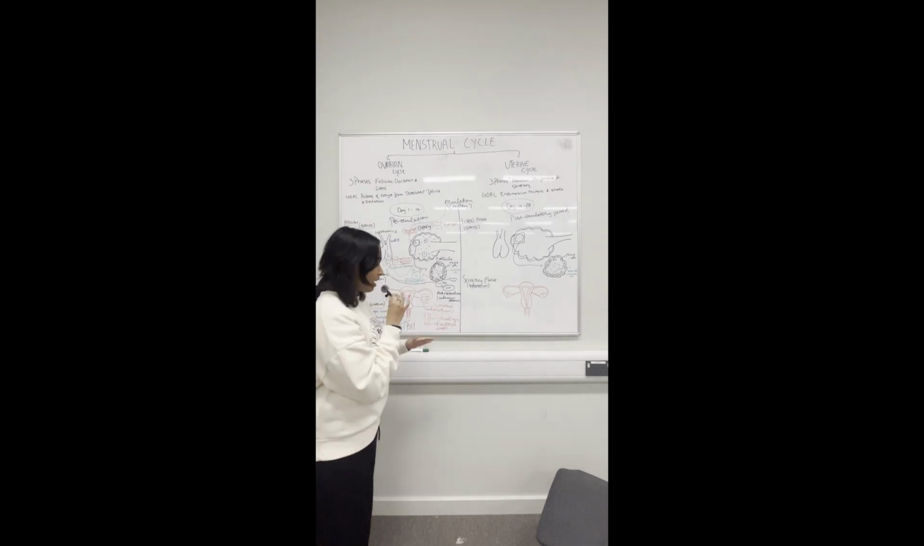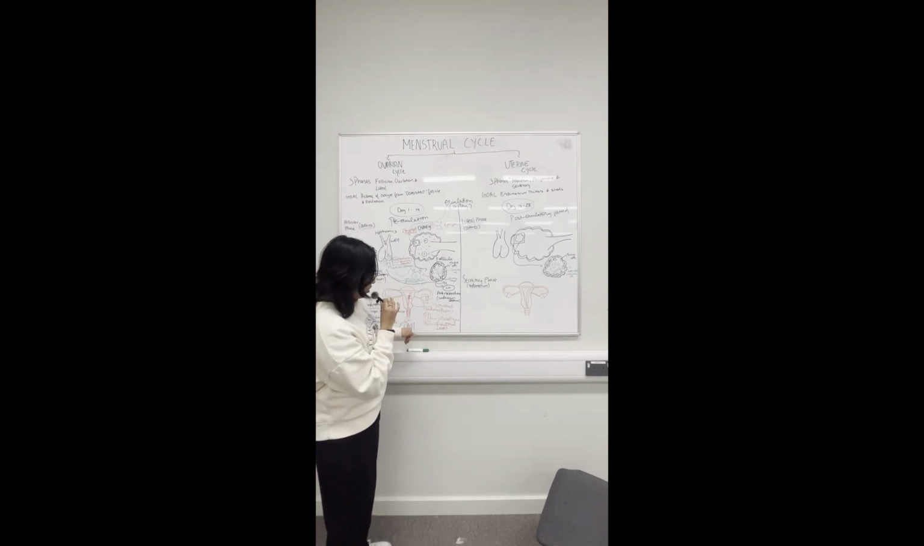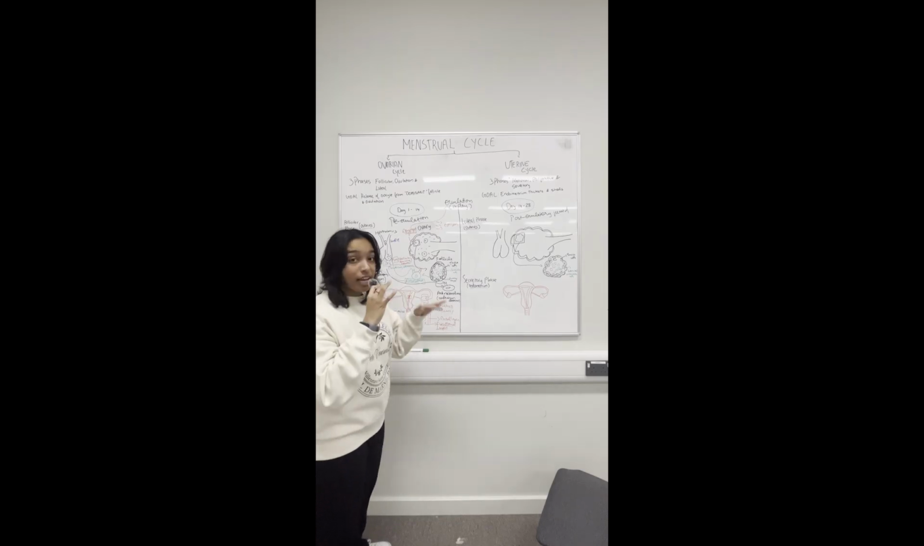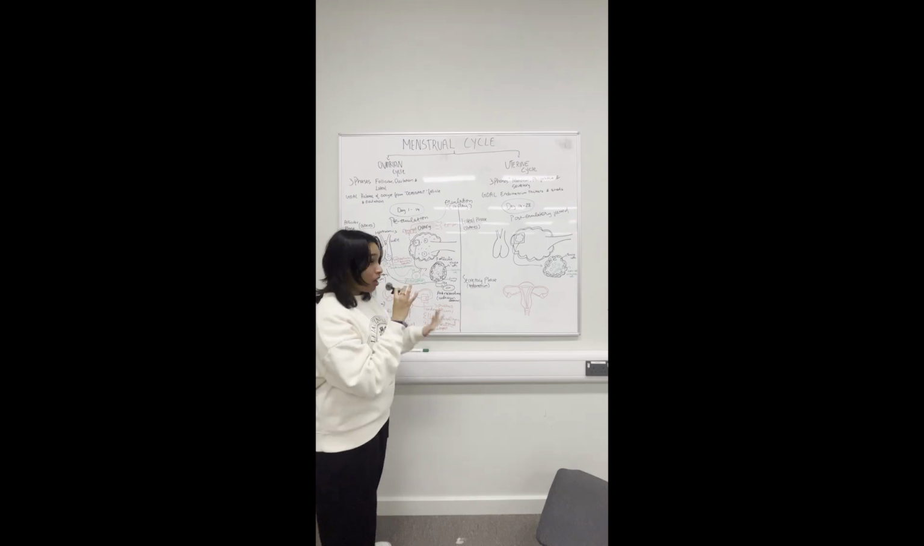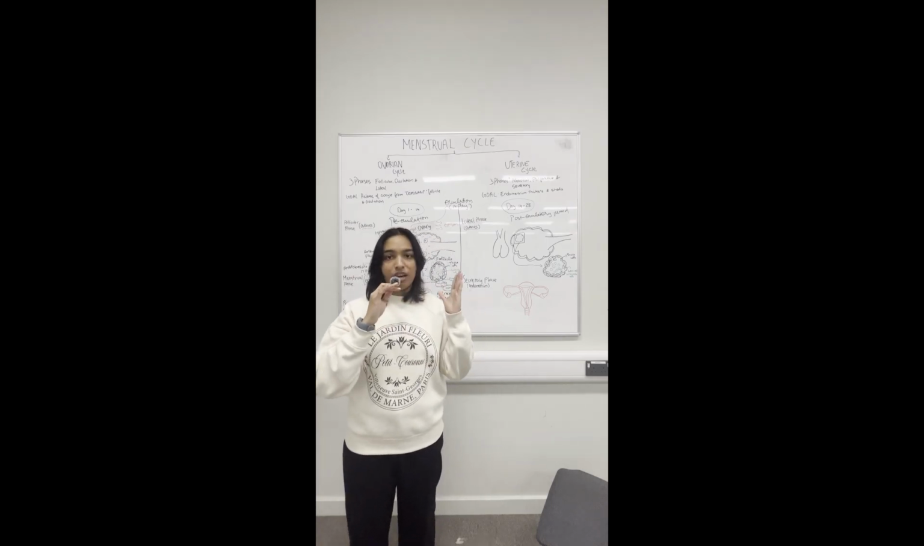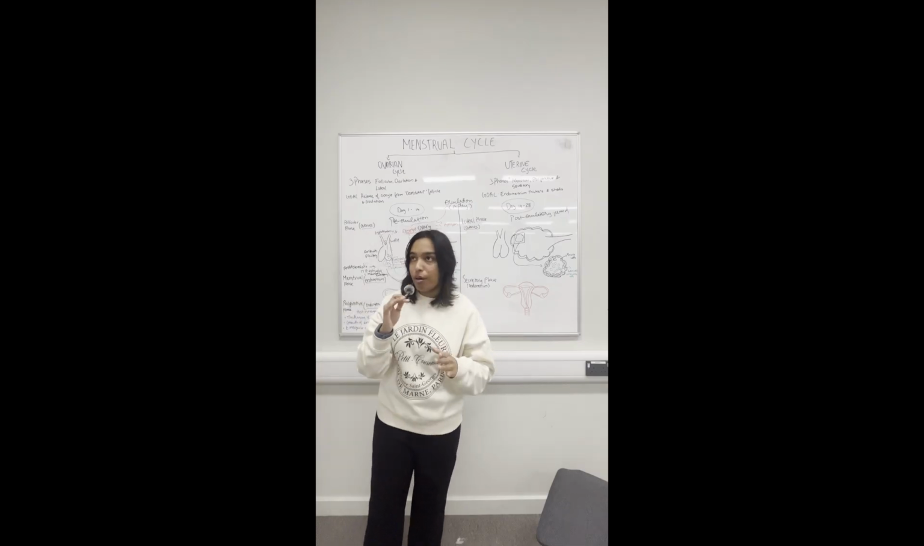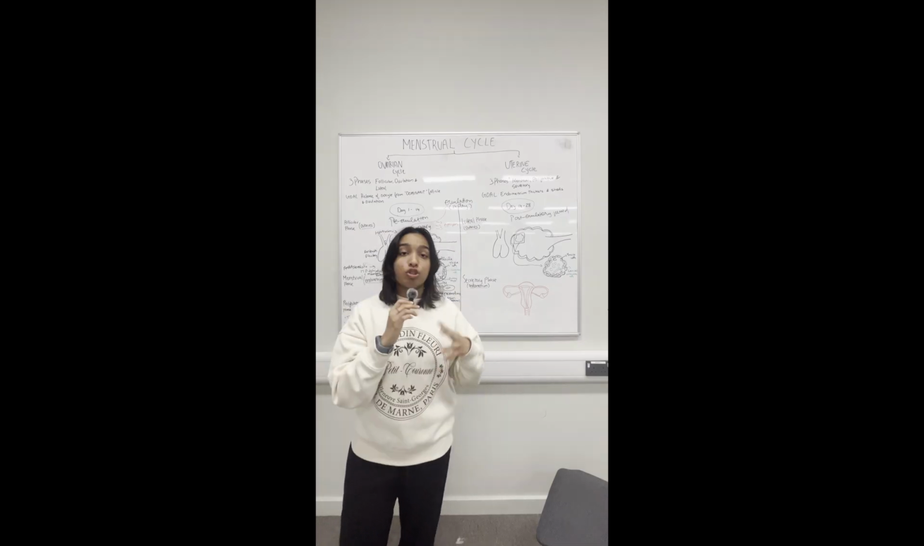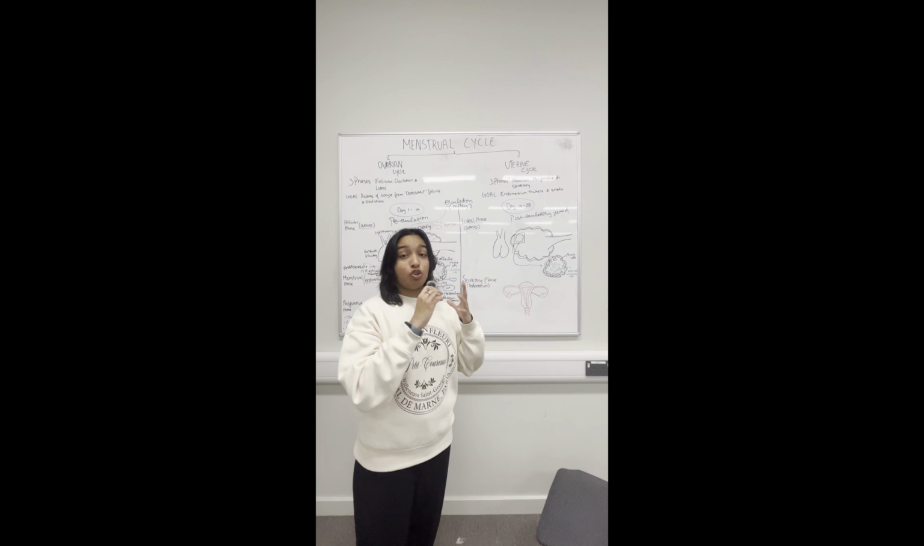So what are spiral arteries? Here I've drawn a simple diagram where this is the functional layer and this is the basal layer. Spiral arteries in the basal layer help the functional layer of the endometrium to function. They help with supplying blood, help with pregnancy, and also help with contraction to control blood flow.